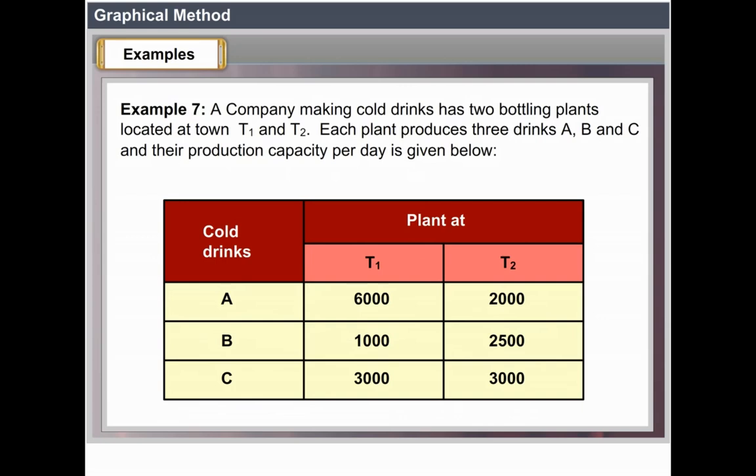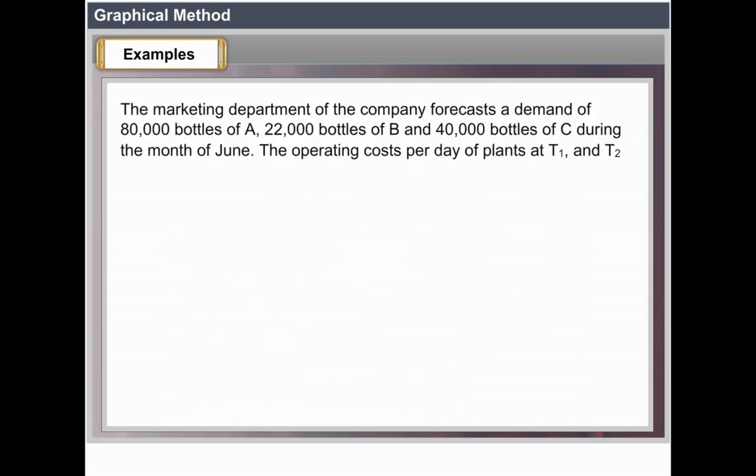For A, plant T1 produces A 6000, B 1000, C 3000. Then plant T2 produces A 2000, B 2500, C 3000. The marketing department of the company forecast a demand of 80,000 bottles of A, 22,000 bottles of B and 40,000 bottles of C during the month of June.